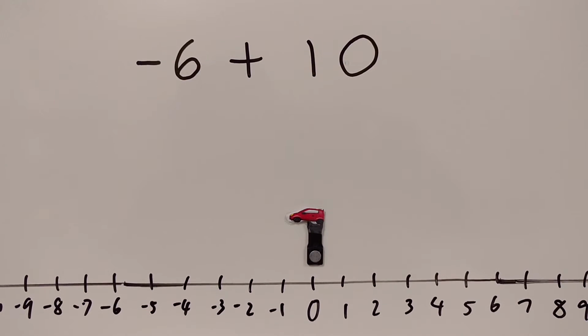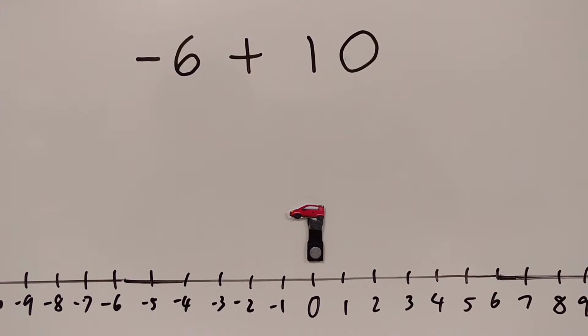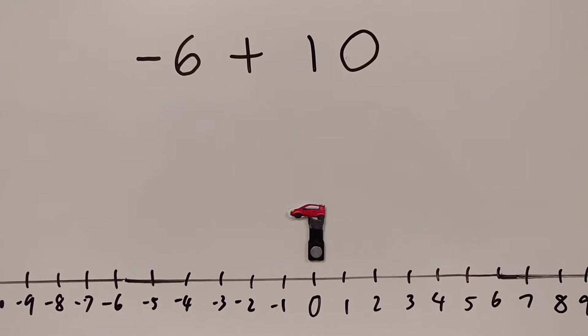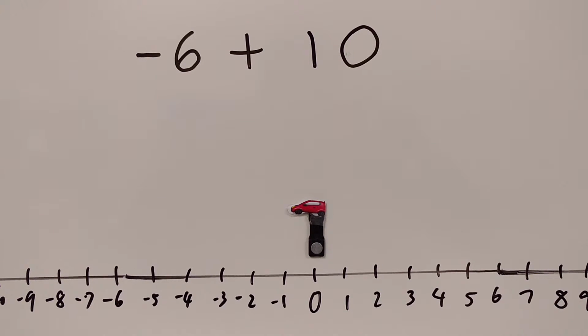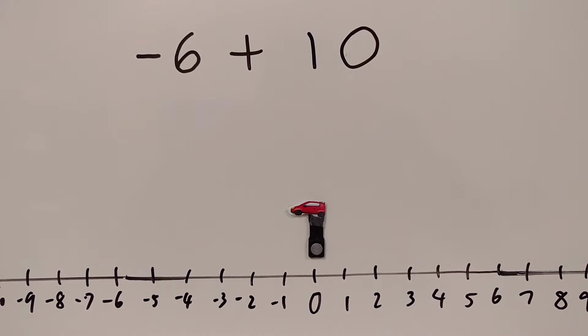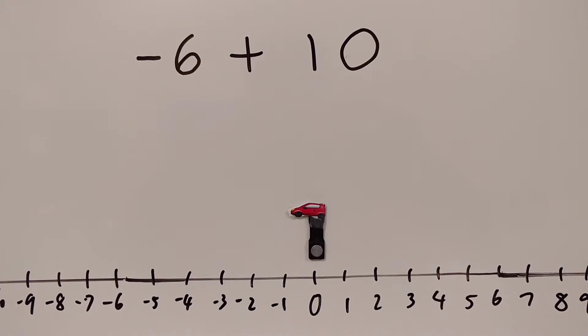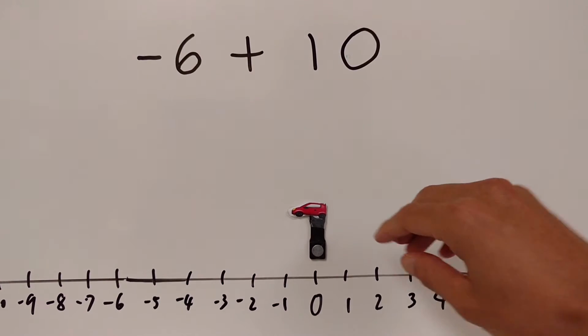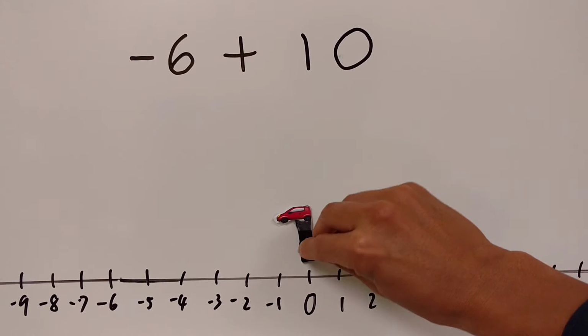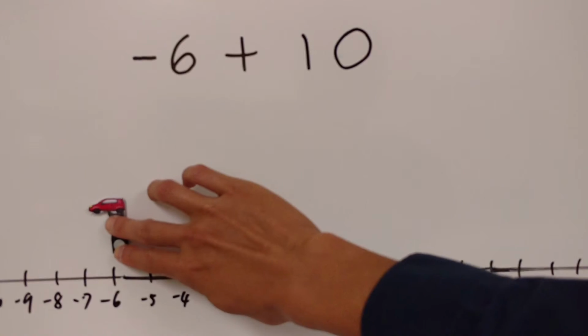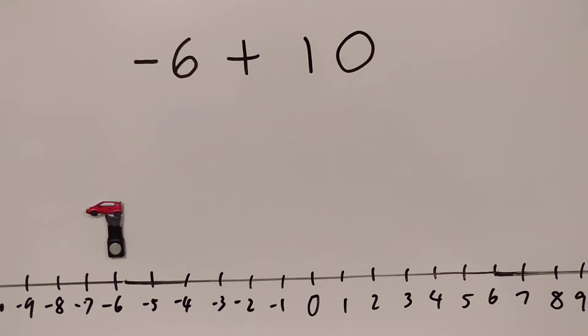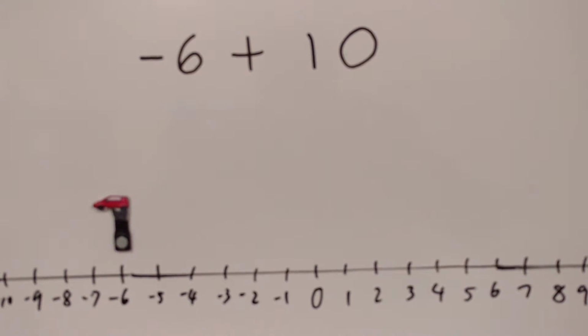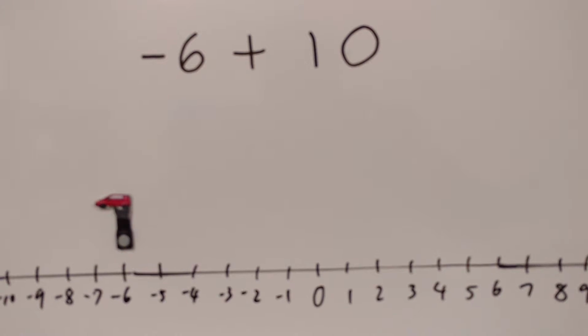Step 3. Then we move the car in the direction it is facing. 6 steps. This is the absolute value of the first number, -6.